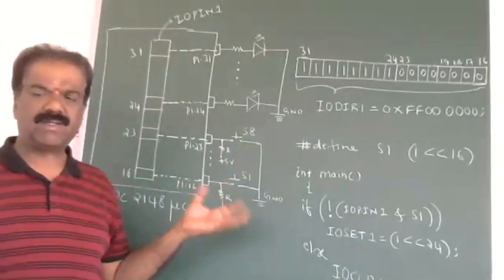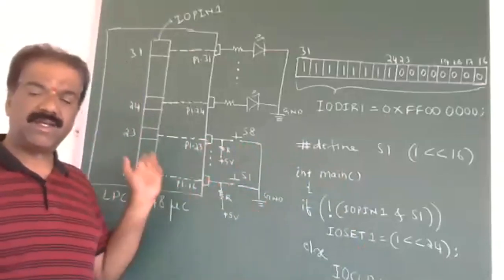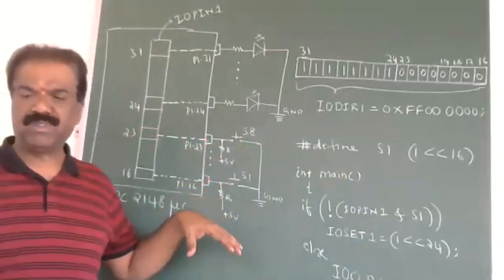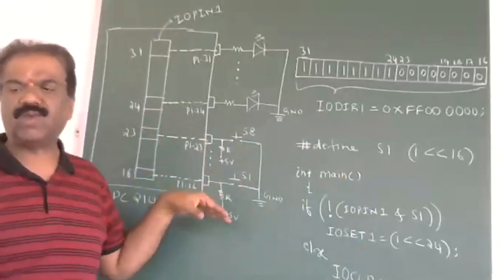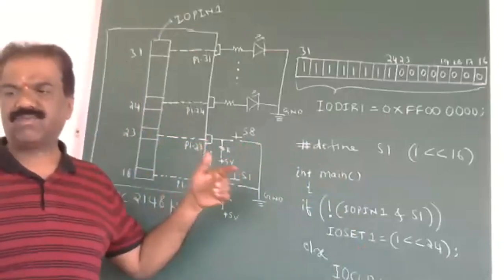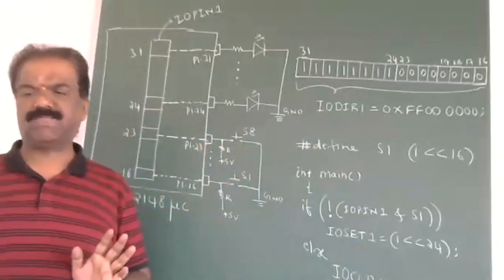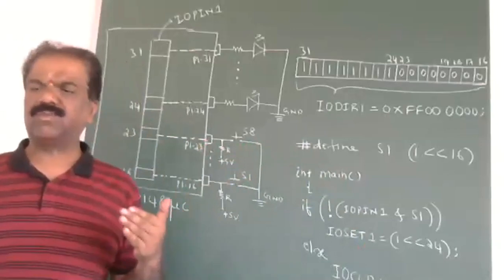If you want to read something from an input device, you have to go for IO pin. As well as we can write into this IO pin also. We can read something from IO pin as well as write something into IO pin. So depending upon your requirement, you have to configure it with the help of the IO direction register. So what's the size of IO pin? IO pin is a 32-bit register.